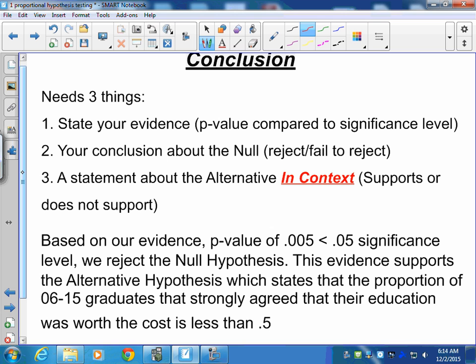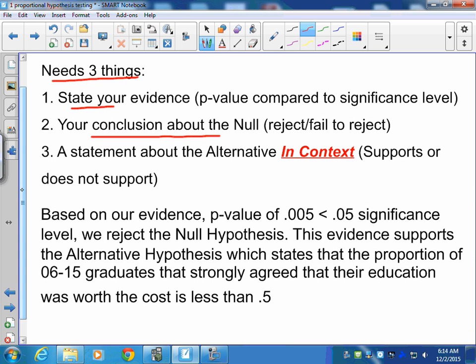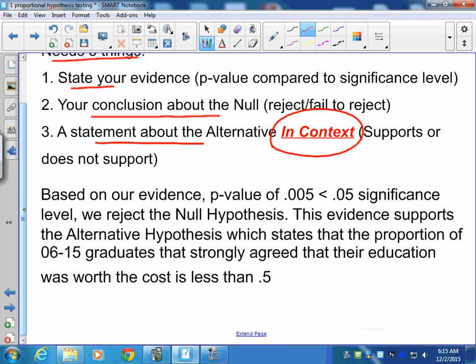Okay, now conclusion, the last piece of our problem. Once again, we need 3 things for our conclusion to get full credit. You want to state your evidence. Make your conclusion about the null. Do you reject it or do you fail to reject it? And then a statement about the alternative in context. This is the one piece that gets left out more than anything else because it takes a lot of time to write that context portion of your answer, but it is critical for full credit.